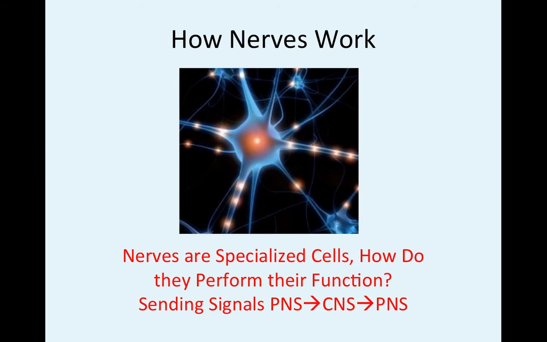So how do nerves work? Nerves are specialized cells. How do they perform their function, like sending signals from the peripheral nervous system to the central nervous system, to compute what exactly is happening, and then back to the peripheral nervous system? If we go back to our feedback loop, and again, all homeostasis works on feedback loops, we would have the sensor, the controller, and then the effector.